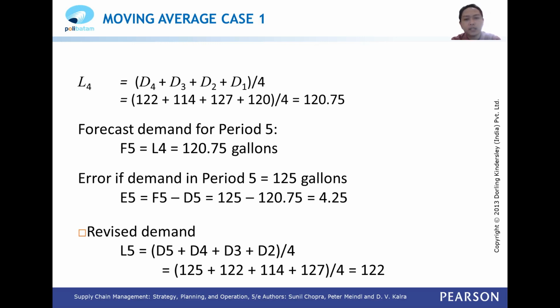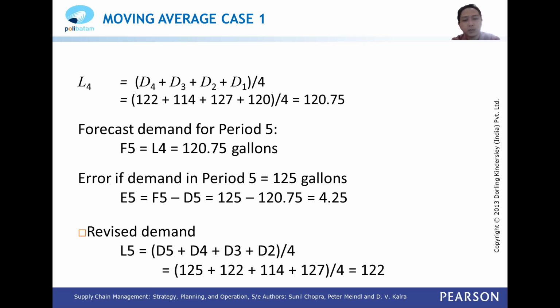Then based on the equation, the actual demand value in period 5 turns out to be 125 gallons. What is the error value from the previous forecasting calculation? So we know that the error value is the difference between the actual value and the forecasting value. Then E5 is F5 minus D5. The equation for E5 gives 4.25 gallons.